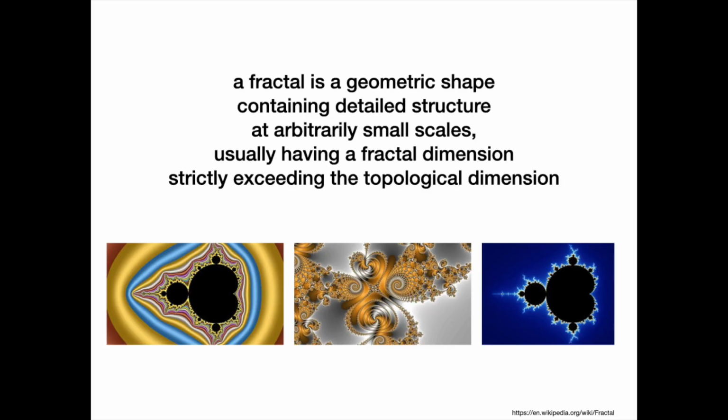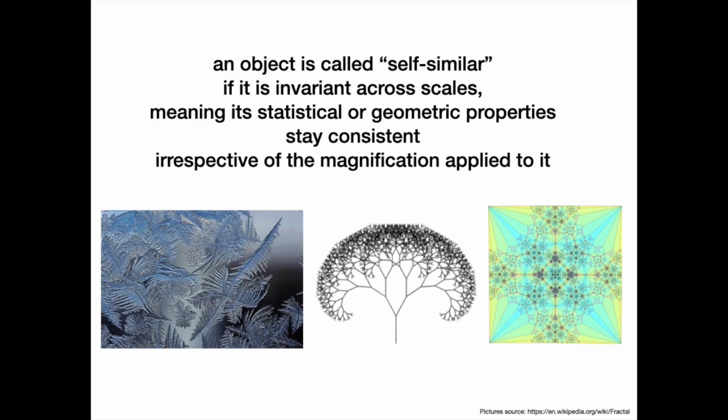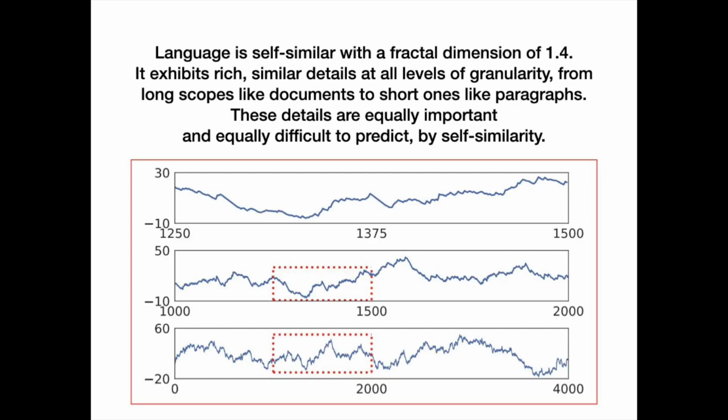A fractal is a geometric shape containing detailed structure at arbitrarily small scales, usually having a fractal dimension strictly exceeding the topological dimension. An object is called self-similar if it is invariant across scales, meaning its statistical or geometric properties stay consistent irrespective of the magnification applied to it. Language is self-similar with a fractal dimension of 1.4.